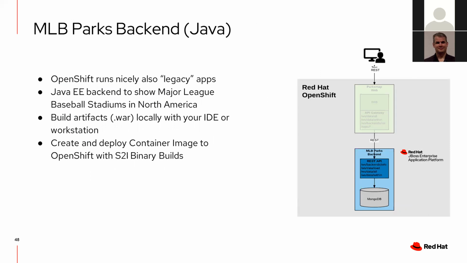So this is just an example of our Java backend for the Major League Baseball parks. This is going to show how we can use OpenShift to run legacy apps that we might have. We're going to go through this where we build our artifacts, and then create and deploy those container images with source to image. All right, so that's the end of the slides.